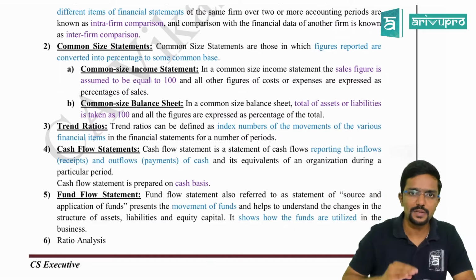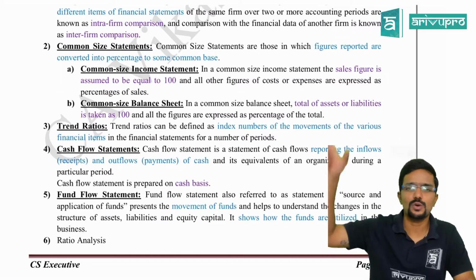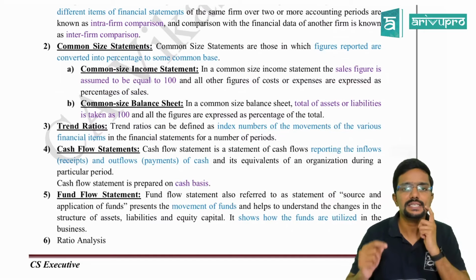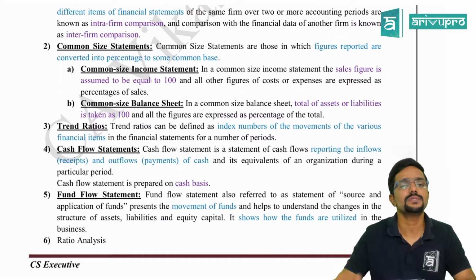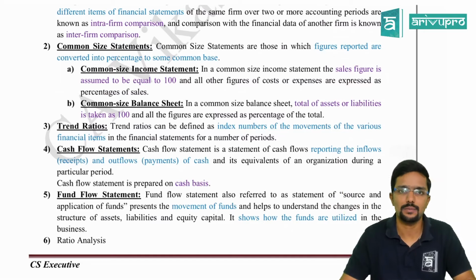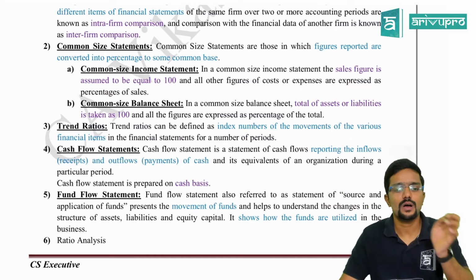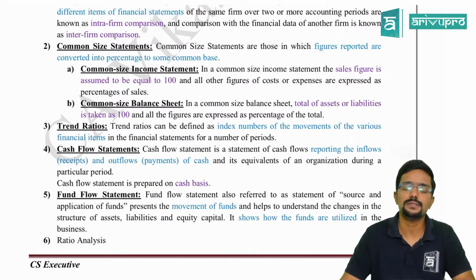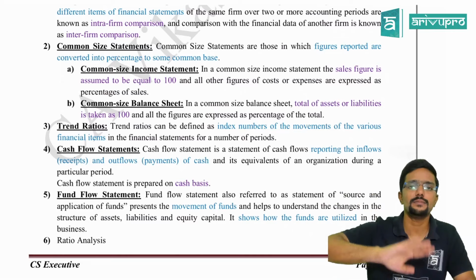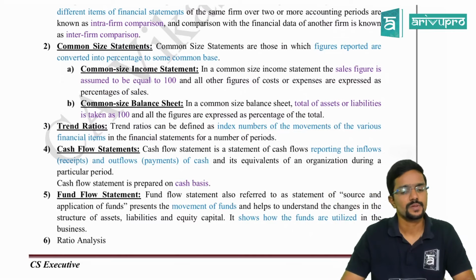Then coming to common size balance sheet, we normally take total assets or total liabilities as a base, and we will compare each and every item in the balance sheet with that and see what is the percentage of each item when compared to total assets or total liabilities. This is called common size income statement or common size balance sheet. We are taking a common base and we are comparing all other items with that common base.